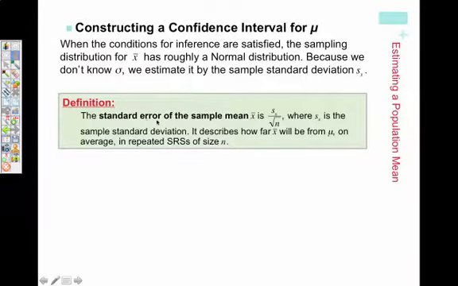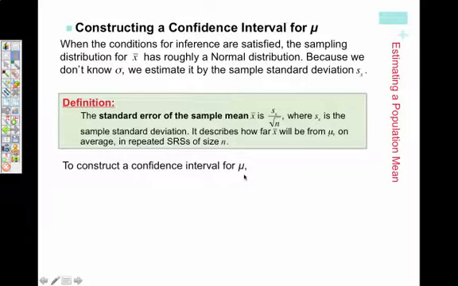So the standard error of the mean is the sample standard deviation divided by the square root of n, where Sx is that sample standard deviation, and it describes how far x bar will be from mu on average in repeated simple random samples of size n.